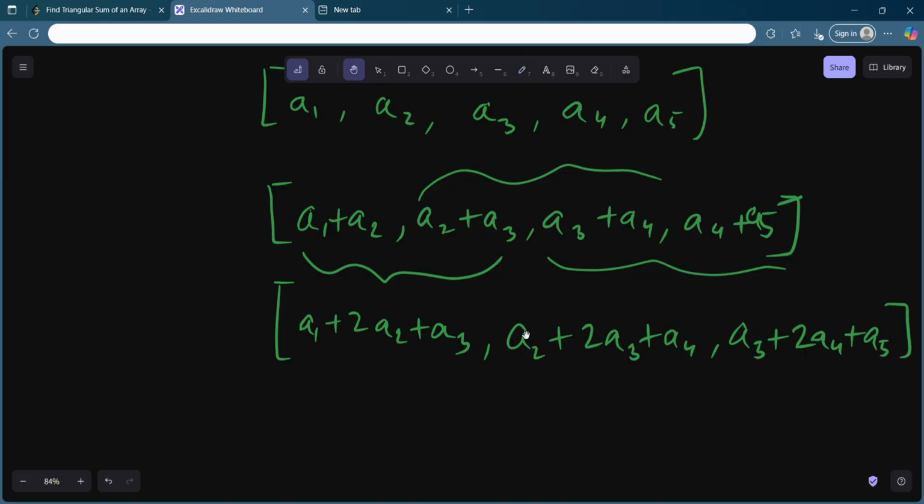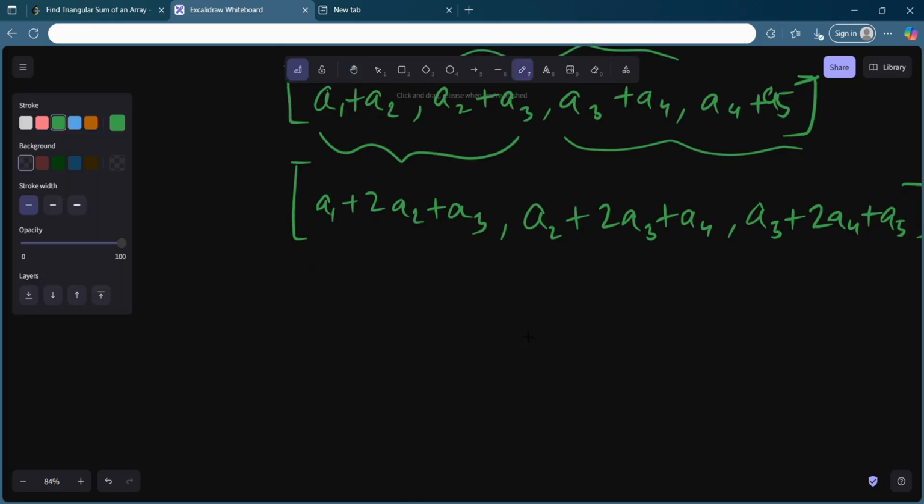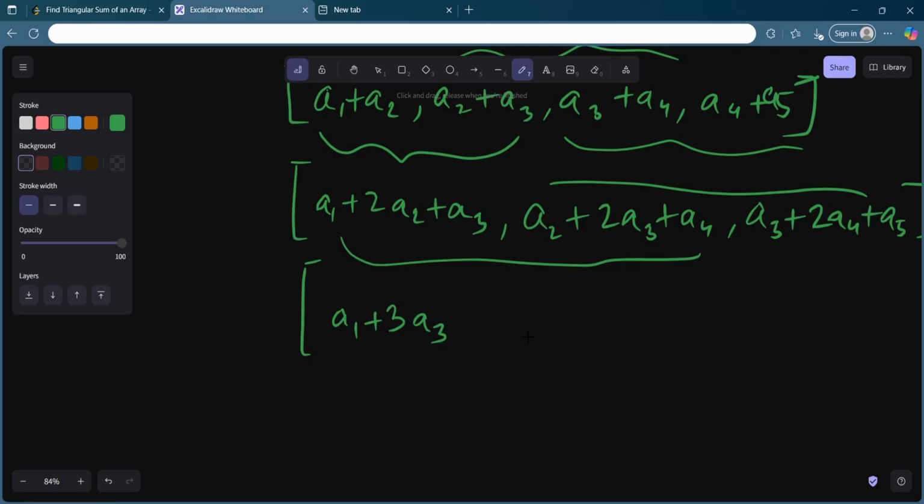Now you try to add the next elements, what will you get? Now there are only two adjacent elements, just quickly add these two and try to do it yourself. Pause the video and tell me what the answer is. So if you see, this will be 3a3 and this will be 3a4, and if you calculate the sum of these two, it will be a2 plus 3a3 plus 3a4 plus a5.